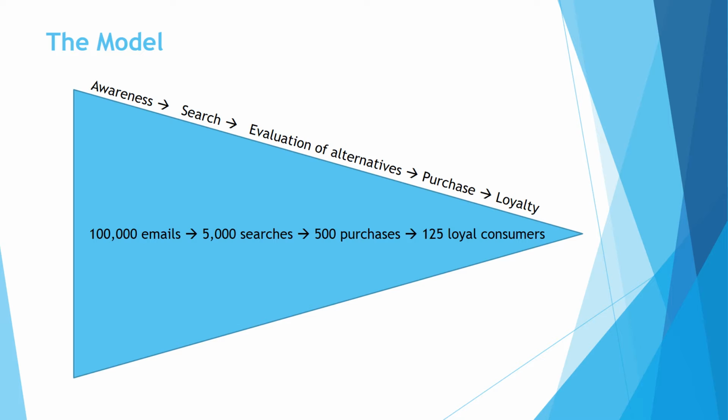The online consumer purchasing model has 5 elements, displayed here: awareness, search, evaluation of alternatives, purchase, and then the post-purchase behavior, or the loyalty of the customer. In brief, they sent out 100,000 emails, which led to 5,000 searches, which led to 500 purchases, and in turn 125 loyal or returning customers.